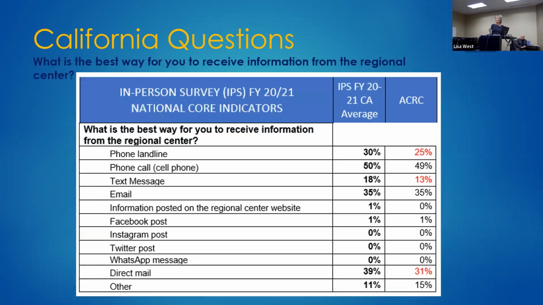A little bit more on California questions. What is the best way for you to receive information from the regional center? So this is interesting, because if you look at the phone and landline, text message, and the WhatsApp messaging app, those are the areas where people receive most of their communication.